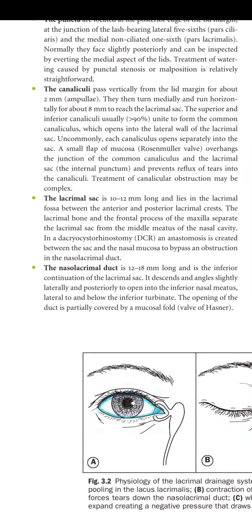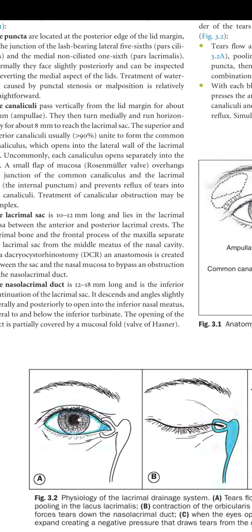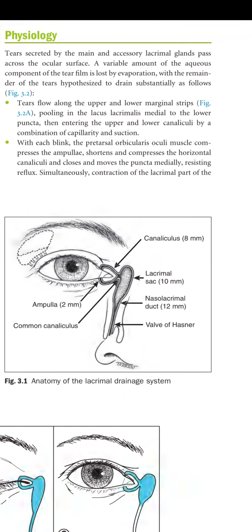Next is the nasolacrimal duct. The nasolacrimal duct is 12 to 18 mm long, and it is the inferior continuation of the lacrimal sac. It descends at an angle, slightly laterally and posteriorly, to open into the inferior nasal meatus. So, very important, it opens into the inferior nasal meatus. Lateral to and below the inferior turbinate, the opening of the duct is partially covered by the mucosal fold valve of Hasner. So you can see here the lacrimal duct, and it is guarded by the valve of Hasner.